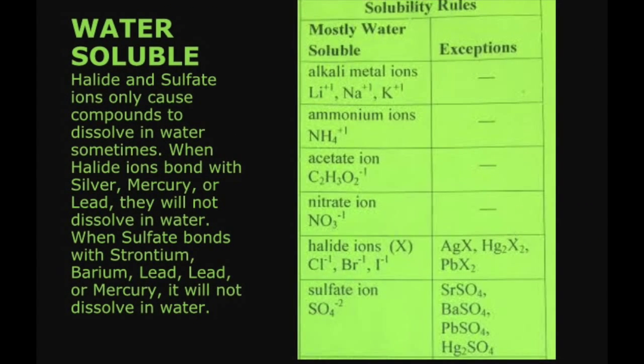In the second part of the water-soluble ions of the solubility rule table are halide ions and sulfate ions. These ions have exceptions to the rule, meaning that they don't always cause compounds to be water soluble. For example, when halide ions such as chlorine, bromine, or iodine bond with silver, mercury, or lead, they will form a precipitate in aqueous solution. Sulfate ions will form a precipitate in aqueous solution if they bond with strontium, barium, lead, or mercury.